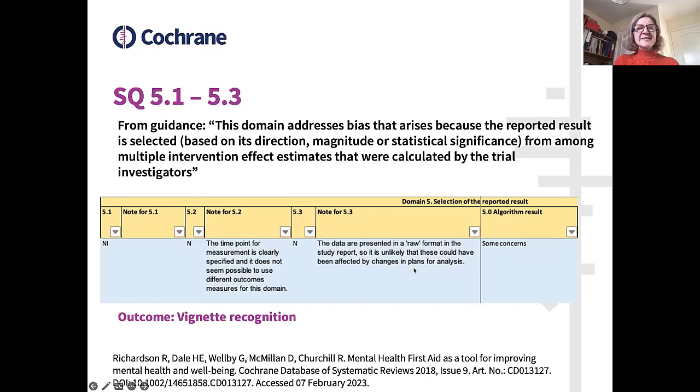Okay, so that concludes the good practice section. So I'm going to stop sharing, and I'm going to hand over to Emma for where we see common problems.